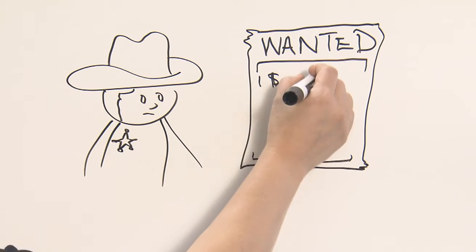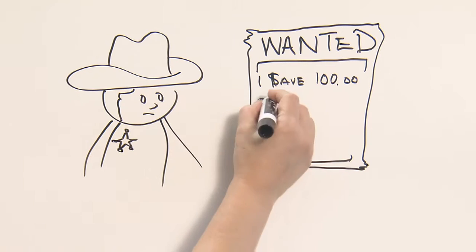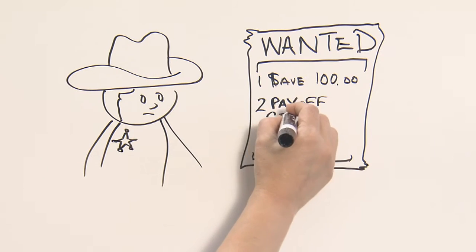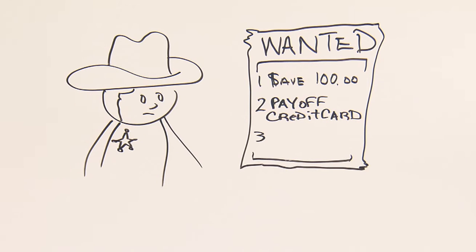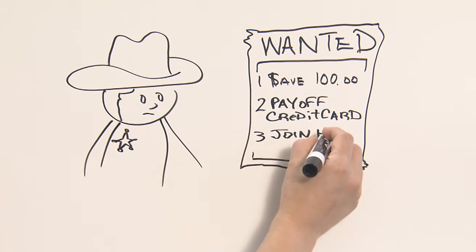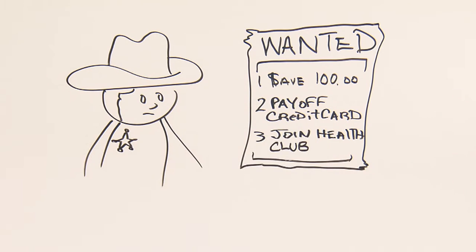Here's an example of each of the three types of financial goals. I want to save $100 a month. I want to pay off my credit card in 18 months. I want to take $50 of what I spend each month on junk food and join a health club.